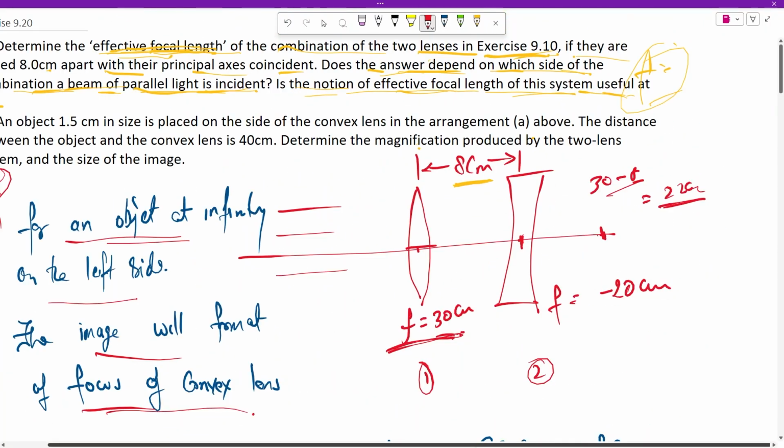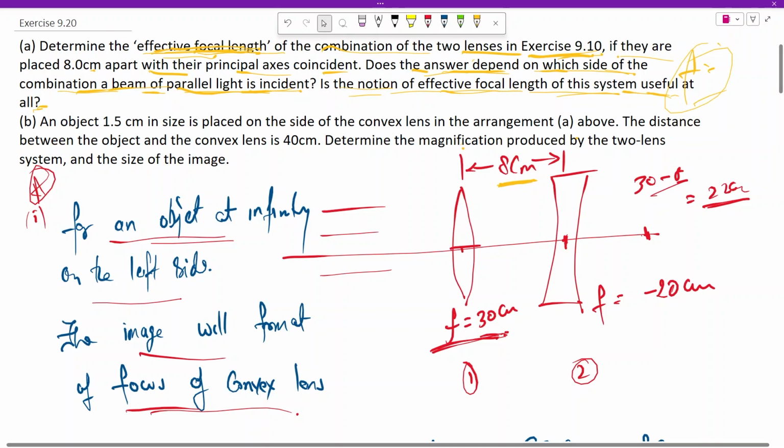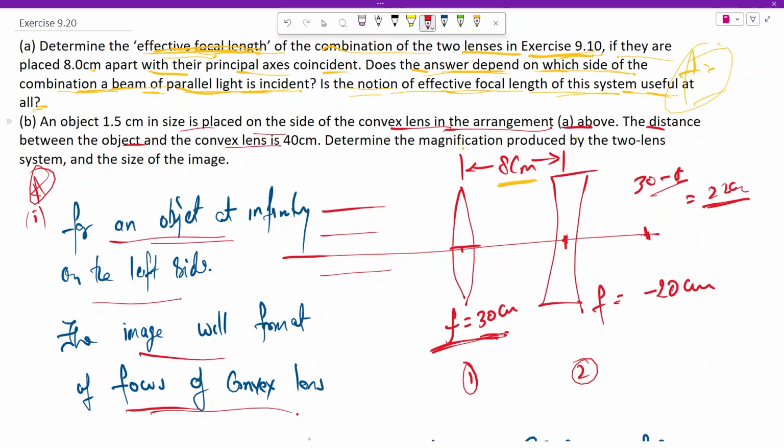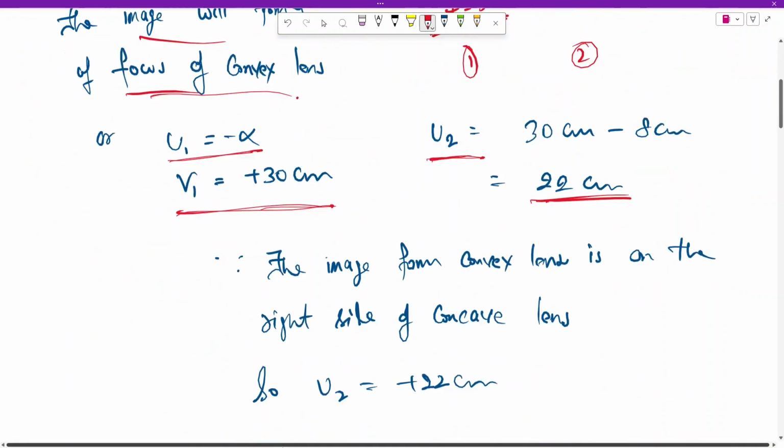Now the second question asks: an object of 1.5 centimeter is placed on the side of the convex lens in arrangement A above. The distance between the object and the convex lens is 40 centimeter. Determine the magnification produced by the two lens system and the size of the image. So using this arrangement, we have been given the value of u, the object distance from the convex lens, which is 40 centimeter, and the height of the object is 1.5 centimeter, and we have to find the magnification produced by the two lens system, and also determine the size of the image.